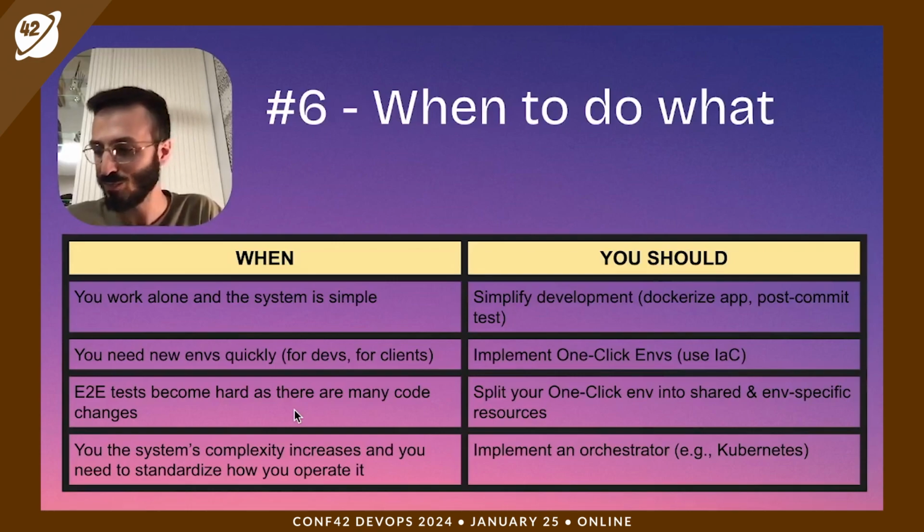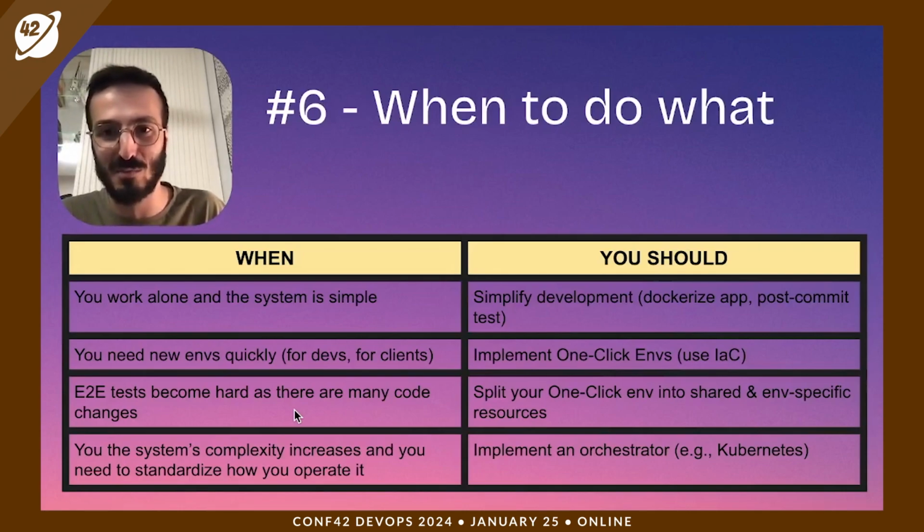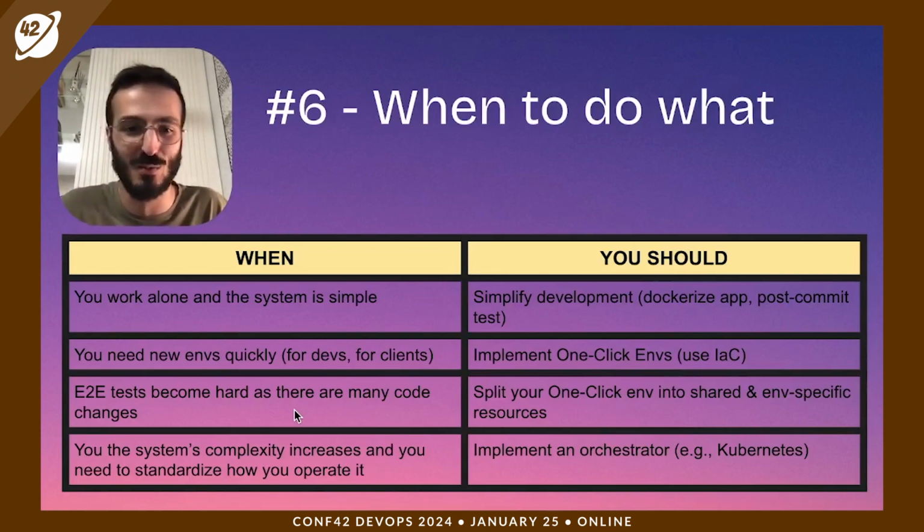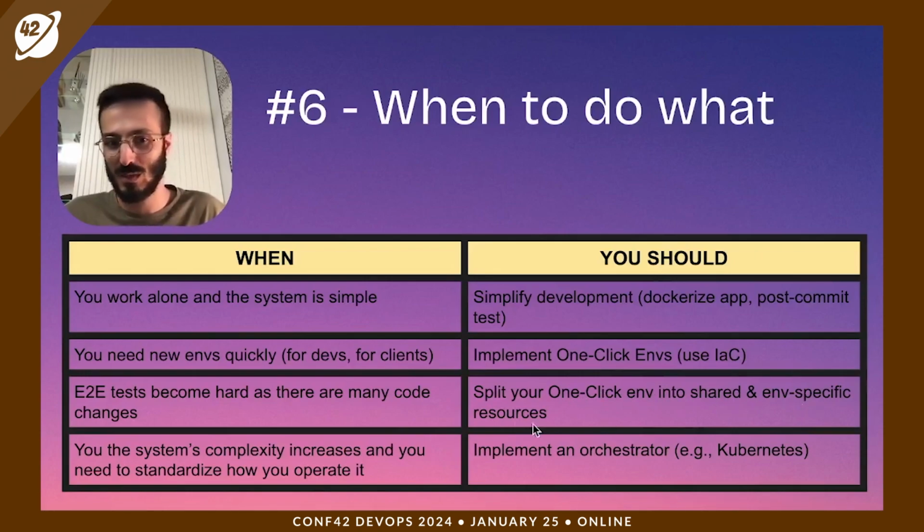End-to-end tests become hard as there are many code changes. So let's say you used to create an entire environment on pull request and run an end-to-end test. And now it hurts. Now you have, let's say, 30 open pull requests at any given moment. If you deploy a Kubernetes cluster per pull request, of course, that's very expensive, very painful, very slow. So split your one-click environment into shared and specific resources. That's the example I gave earlier.